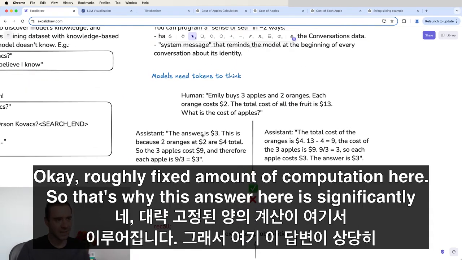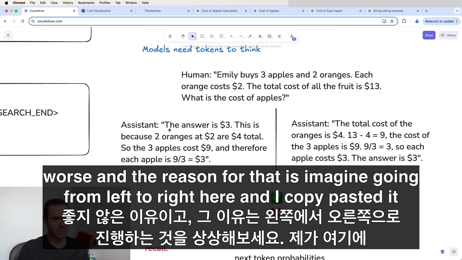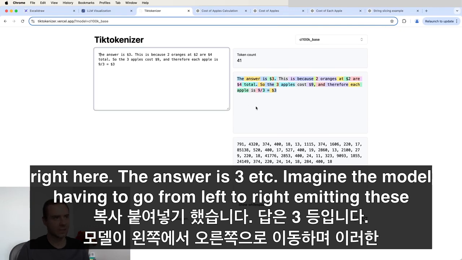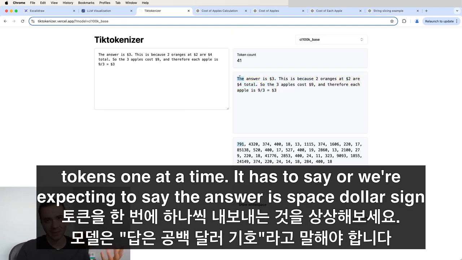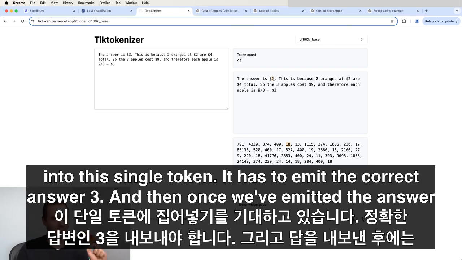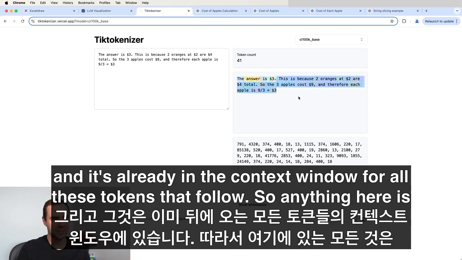So that's why this answer here is significantly worse. The reason for that is, imagine going from left to right here, and I copy pasted it right here. The answer is 3, etc. Imagine the model having to go from left to right, emitting these tokens one at a time. We're expecting it to say, the answer is space $, and then right here we're expecting it to cram all of the computation of this problem into this single token. It has to emit the correct answer, 3. And then once we've emitted the answer 3, we're expecting it to say all these tokens, but at this point we've already produced the answer, and it's already in the context window for all these tokens that follow.